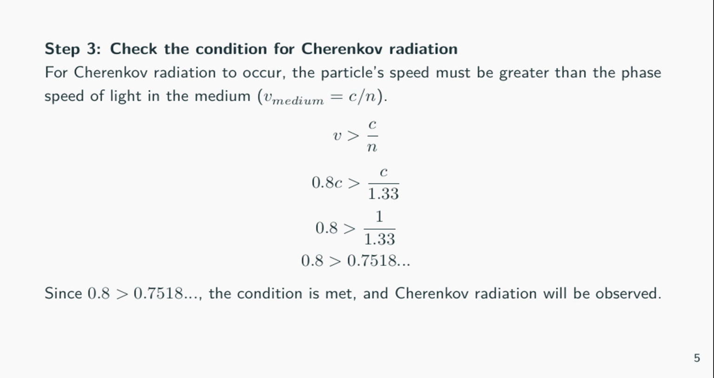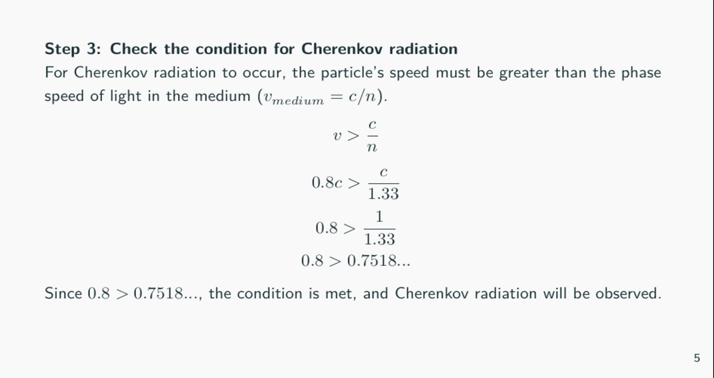Now, before we calculate the angle, it's important to check if Cherenkov radiation actually happens. It only occurs if the particle's speed is greater than the phase speed of light in the medium, which is c divided by n. So we need to check if v is greater than c over n. Let's plug in our values. Is 0.8 c greater than c over 1.33? We can cancel out the c on both sides, leaving us with: is 0.8 greater than 1 over 1.33?